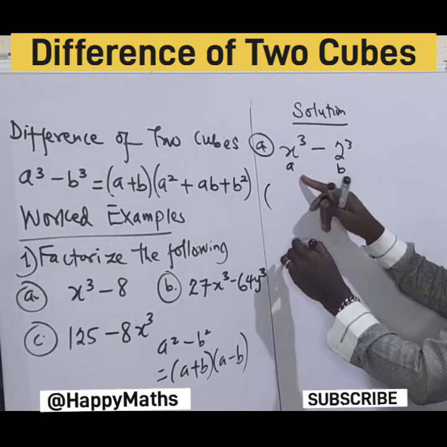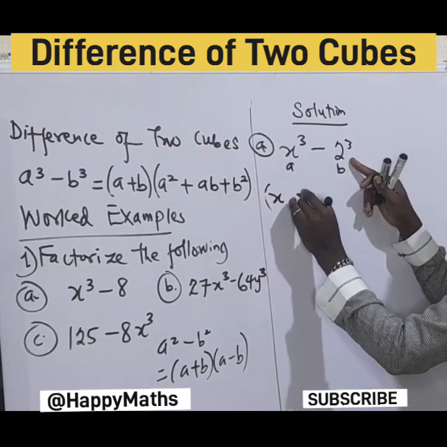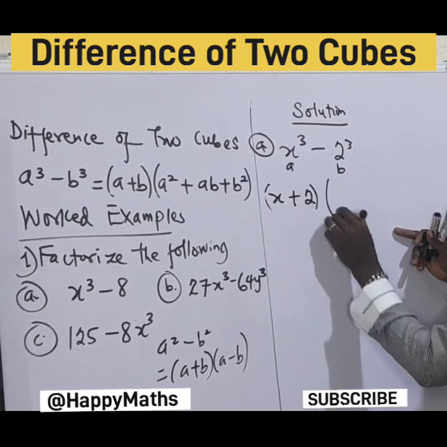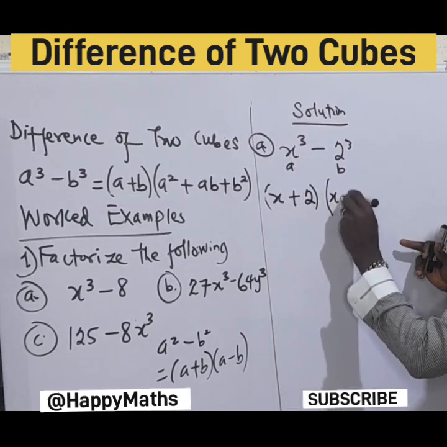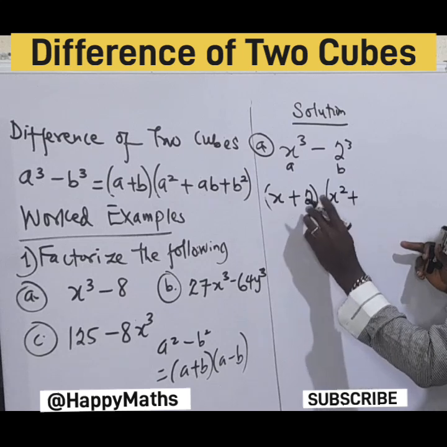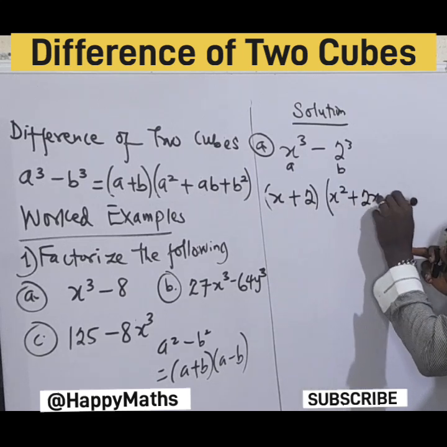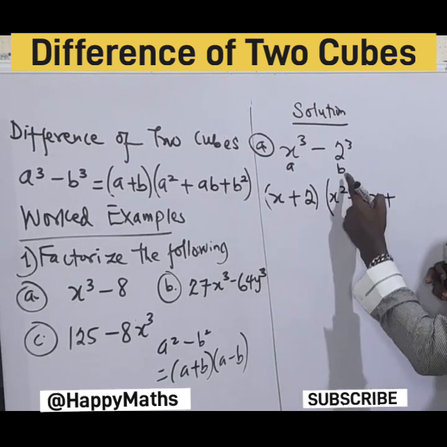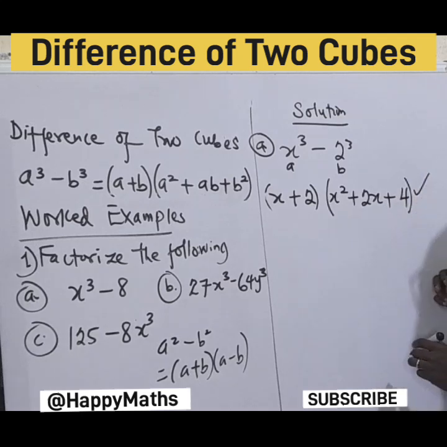Now let's go. Then this is x. Don't forget we have minus 2 for b in the bracket. Then your a, you square it, which is x squared, plus. Then this is ab, that is 2 times x. Then plus b squared, 2 squared. So 2 squared will give us 4. That is the answer to the first one.